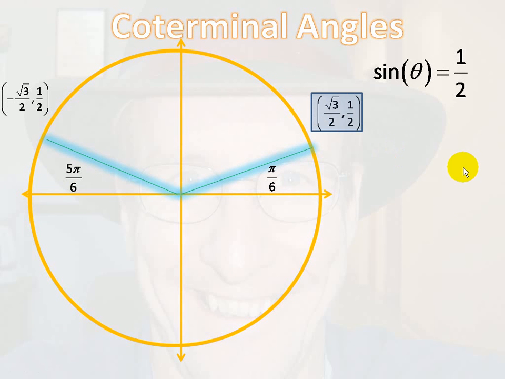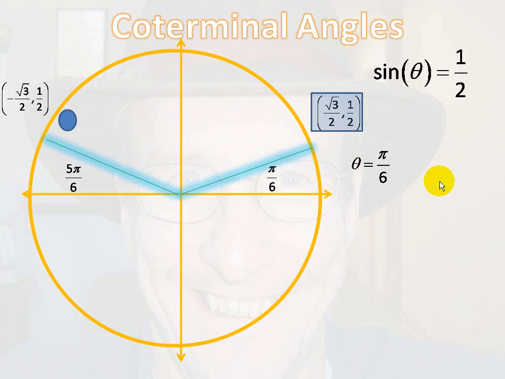Now, let's just consider this pi over 6 first of all. We'll take a look at this one, and then we'll take what we've said about pi over 6 and relate it to the 5 pi over 6. Now, we've said that theta equals pi over 6 is a solution. Well, what if we do this?